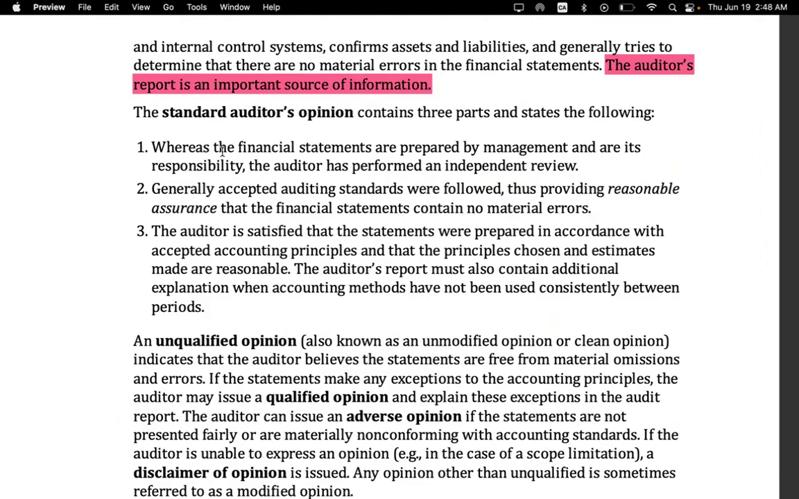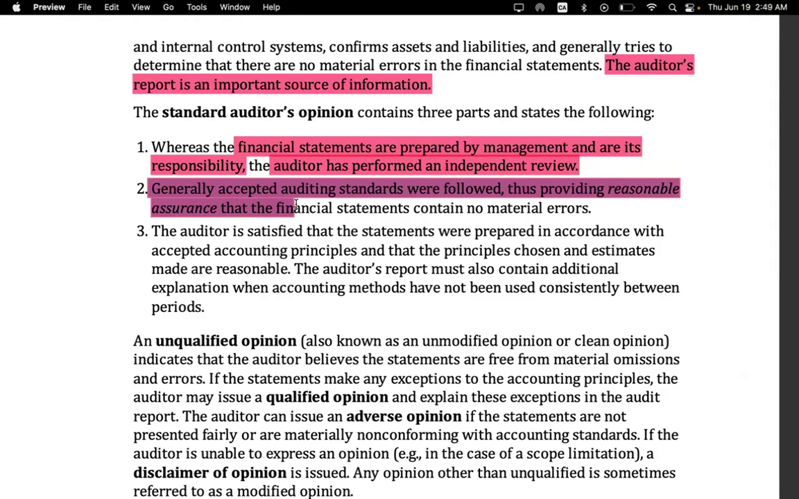So one is financial statements are prepared by management and are its responsibility. Main point here is auditor has performed an independent review. Okay, auditor is not biased by anything. GAAP was followed, generally accepted auditing standards.